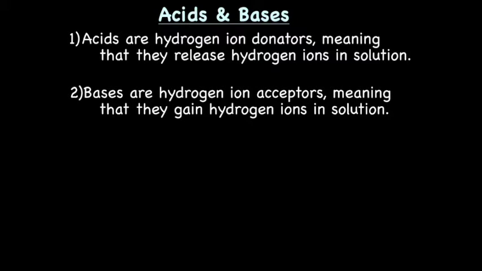Acids are hydrogen ion donors, meaning they release hydrogen ions in solution. And when they release hydrogen ions, they hook up with a water and produce hydronium. So you can think of acids also as hydronium ion producers. Okay, bases are hydrogen ion acceptors, meaning they gain hydrogen ions in solution.